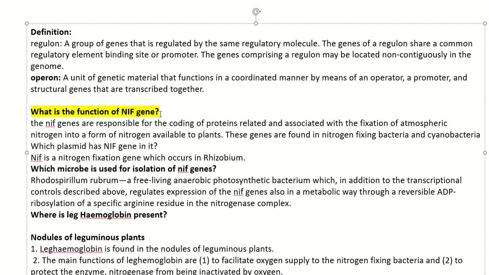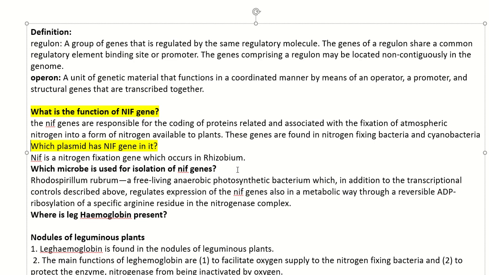Coding of protein that is related and associated with the fixation of atmospheric nitrogen in the form of nitrogen available to plants for taking. These genes are found in nitrogen fixing bacteria and cyanobacteria. Which plasmid has a Nif gene? So you simply write these questions. Nif is a nitrogen fixing gene and it occurs in the Rhizobium. Simple.